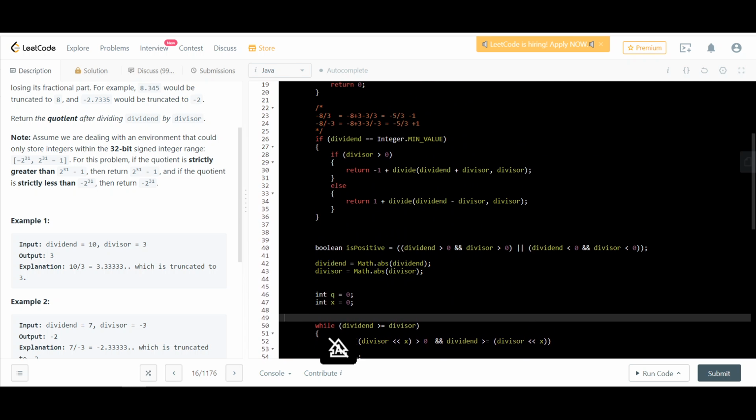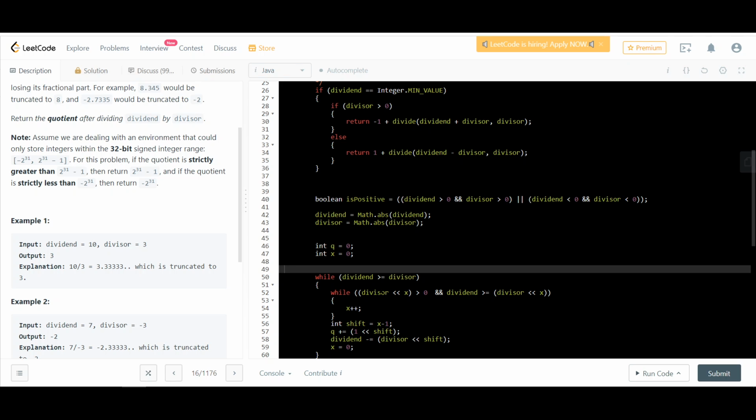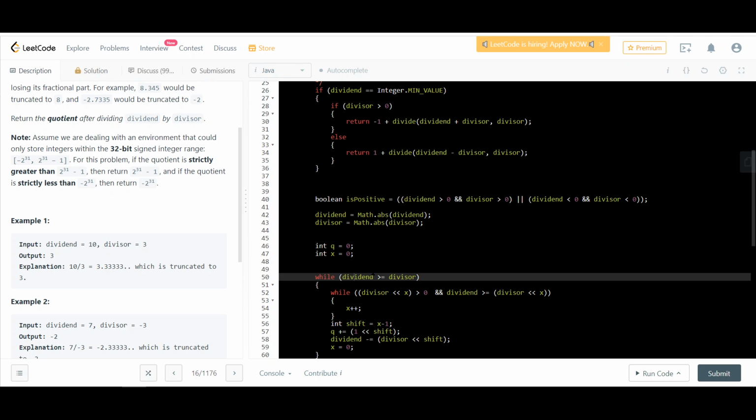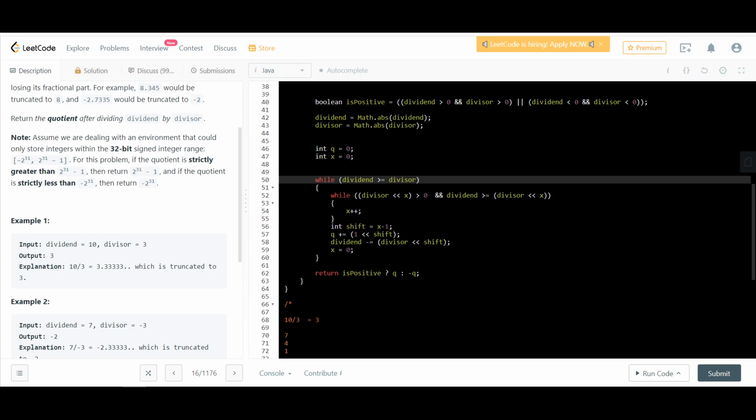Anything else to think about? Let's do 10 by 3. Dividend is 10, divisor is 3. So 3 left shifted 0 times is 3, and the dividend is greater than 3. You make x 1, so divisor left shifted once is 3 times 2, 6. 10 is greater than 6. Then you go one more, x is 2, so shift it again, 6 times 2, 12. It's not greater, so you break.